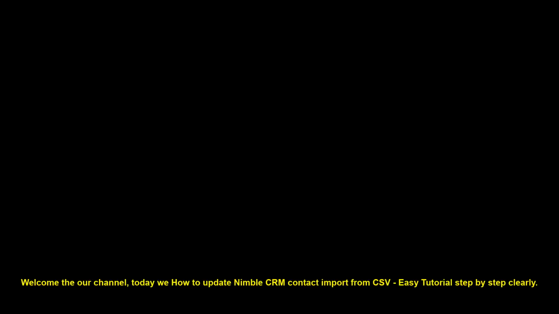clearly. To begin, log into your Nimble CRM account. Navigate to the contacts section found in the main menu. Locate the import button, typically located on the right side of the screen. Click on the import button to start the process. Select the import from CSV option from the drop-down menu.